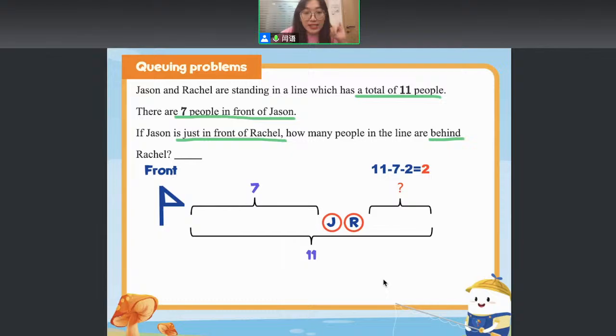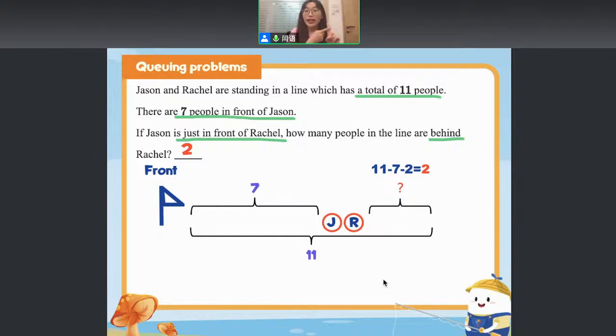So here, let's have a look. How can we build the equation? Here, everyone, write it down. 11 minus 7 minus 2 equals 2. Understand? So here, this is the final answer. It is 2. Yes, 7 people on the left. Correct? Now do you understand the matter?